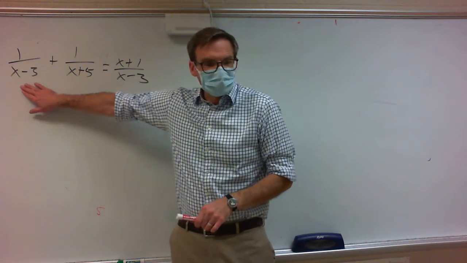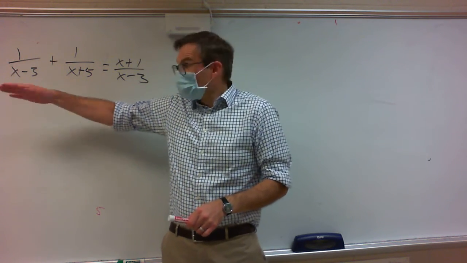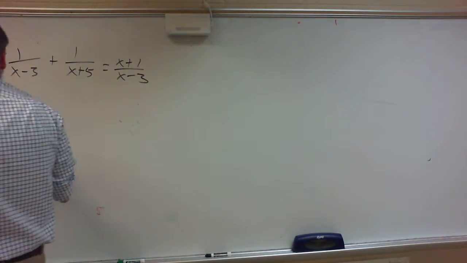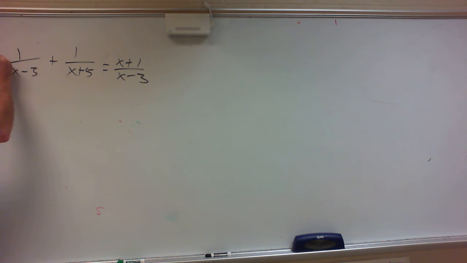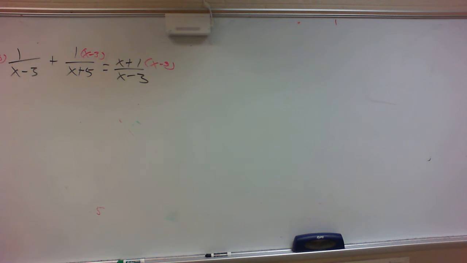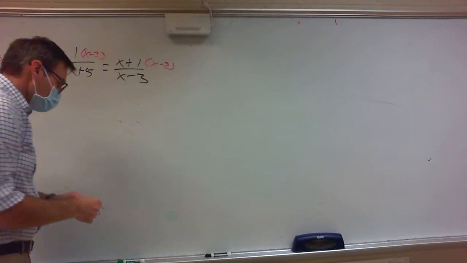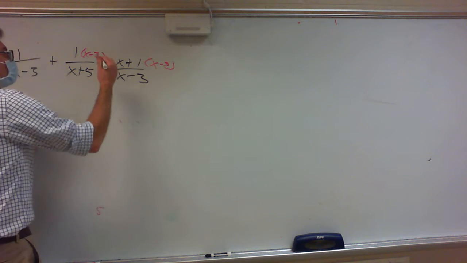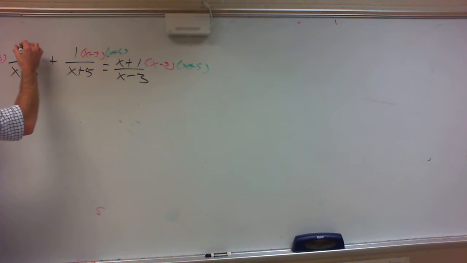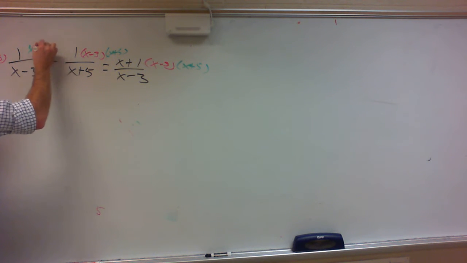What do I need to do to get rid of this denominator? You can't just multiply one thing by x minus 3. You've got to multiply everything by x minus 3. So I'm going to put an x minus 3 here, an x minus 3 here, and an x minus 3 here. Everybody okay with that? Does that get rid of all my denominators? Well, no. What else do I need to multiply by? I need to multiply by an x plus 5. So I get an x plus 5, an x plus 5, and an x plus 5. Everybody okay with that?